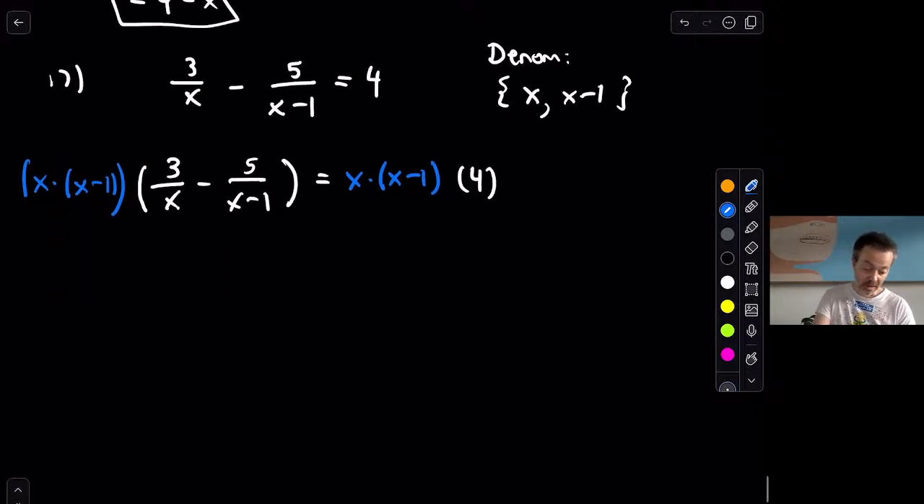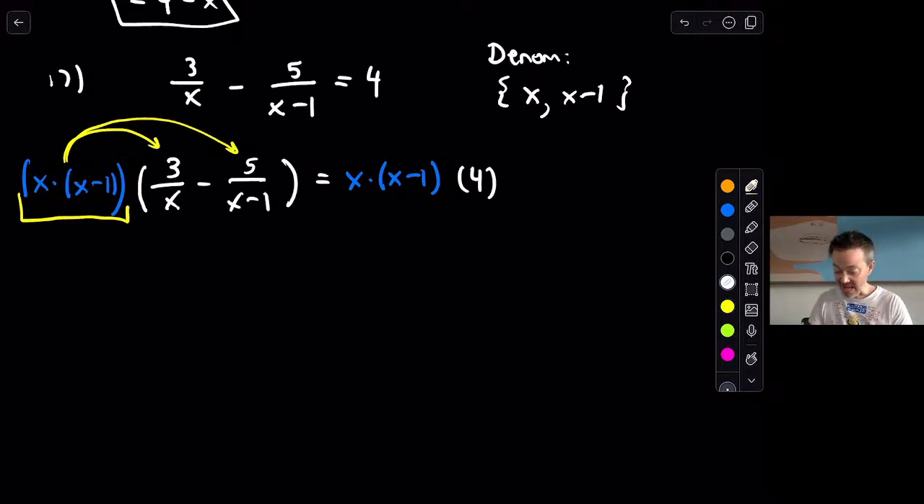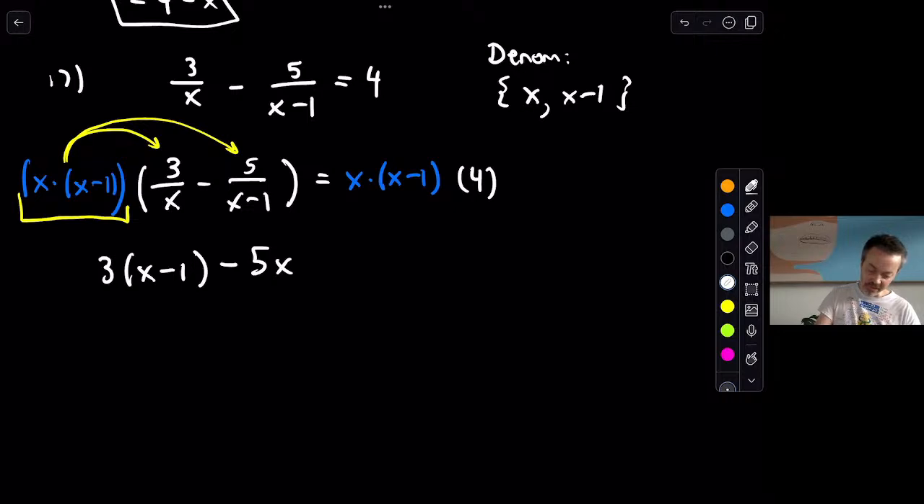Okay, and again, now it's just being careful with the algebra. So I'm distributing all of this stuff to the first term and to the second term. And really all I'm thinking is just jot everything down, except for the stuff that cancels. So when I distribute to the first term, the x and the x are going to cancel. So I would be left with 3 multiplied by x minus 1. There's my minus sign. And when I distribute to the second term, the x minus 1 and the x minus 1 would cancel, and that would just leave me with minus 5x.